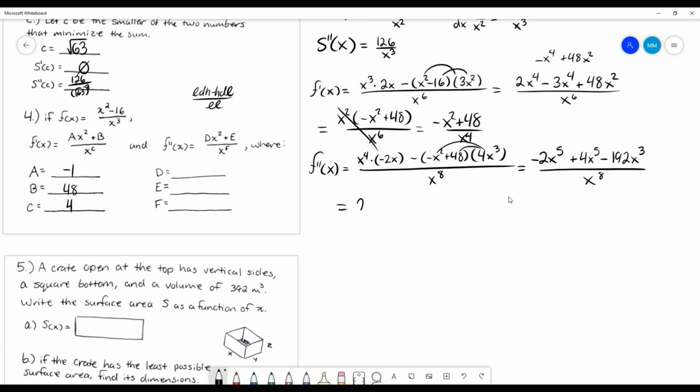This turns into a 2x to the 5th. And that's all that there. And I see I can factor out an x cubed. So I'm going to do that. And then, of course, my x cubed cancels, and I get this. So now our d is 2, e is a negative 192, and f is 5.